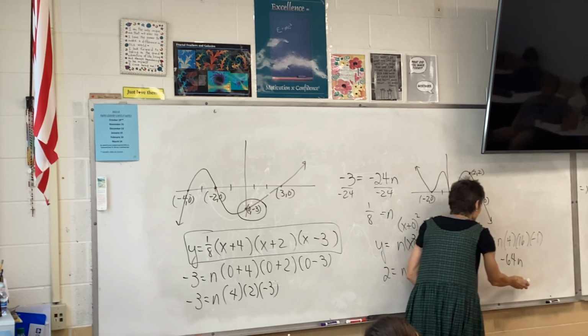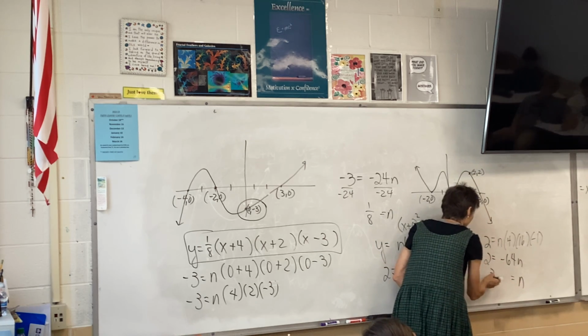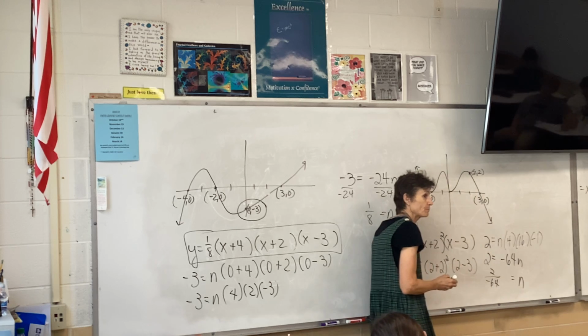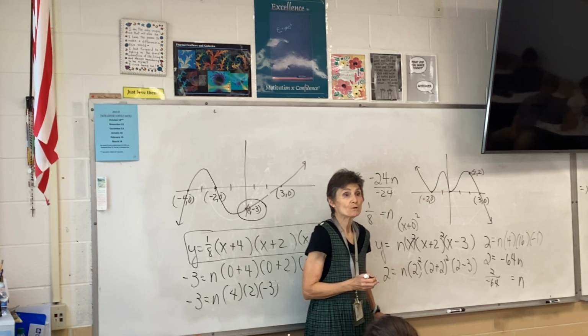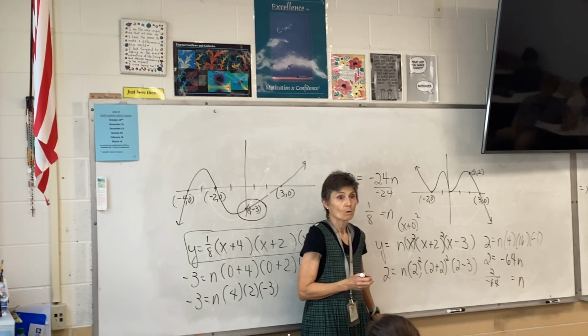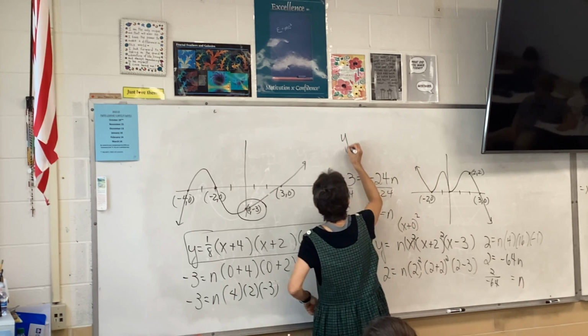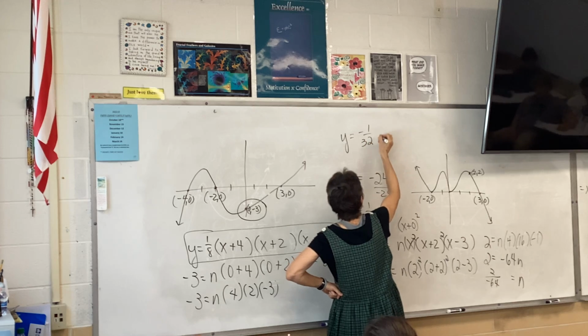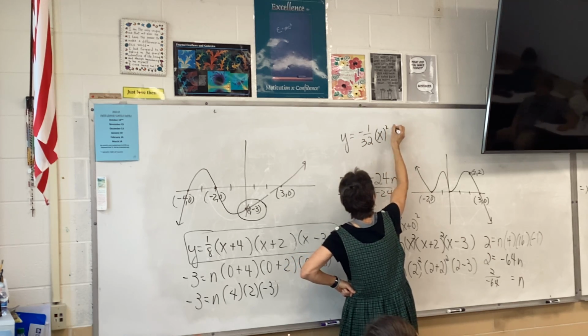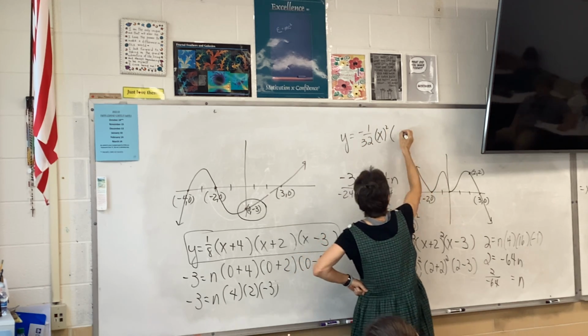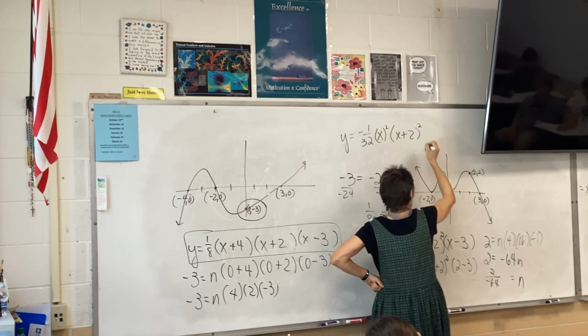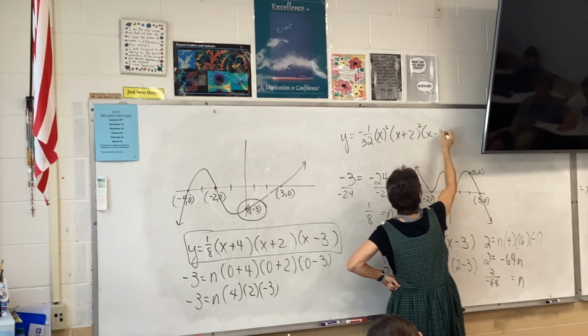So then n will be 2 over negative 64, which reduces to negative 1 over 32. So your answer is negative 1/32 x squared, x plus 2 squared, x minus 3.